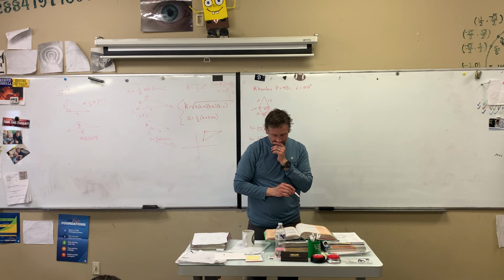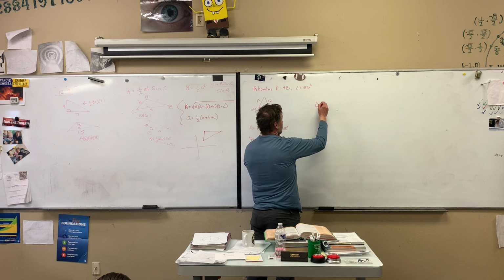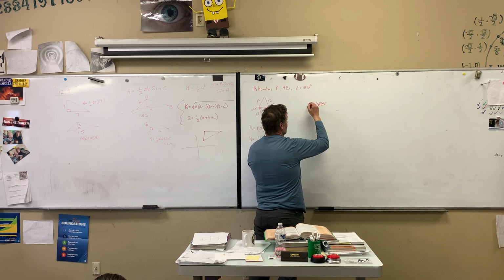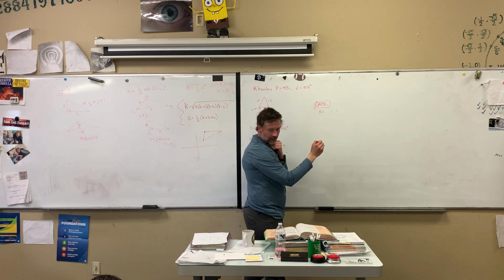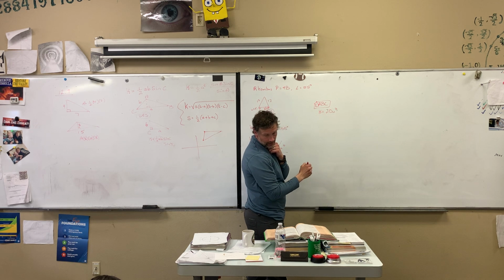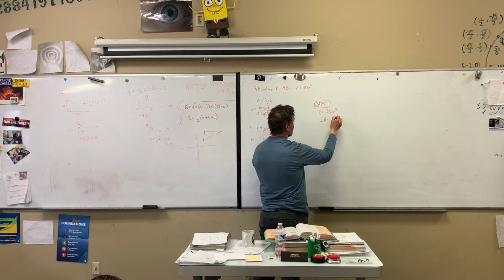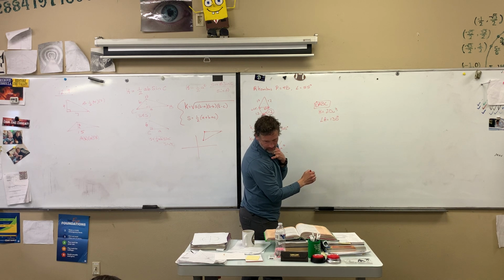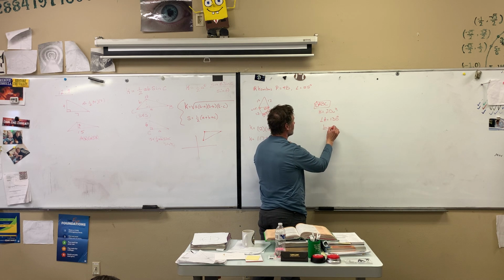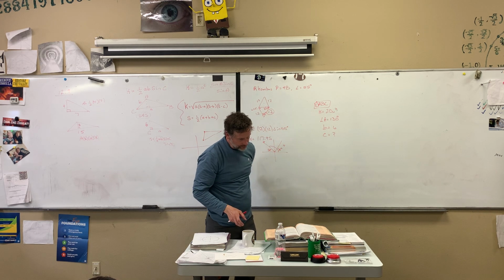Okay. Let's do another one. Triangle ABC. You know the area for triangle ABC is 20 units squared. And they tell you angle A is equal to 130 degrees. And then they tell you B is equal to 6, and then they say C is equal to unknown. So what do we want to do here?